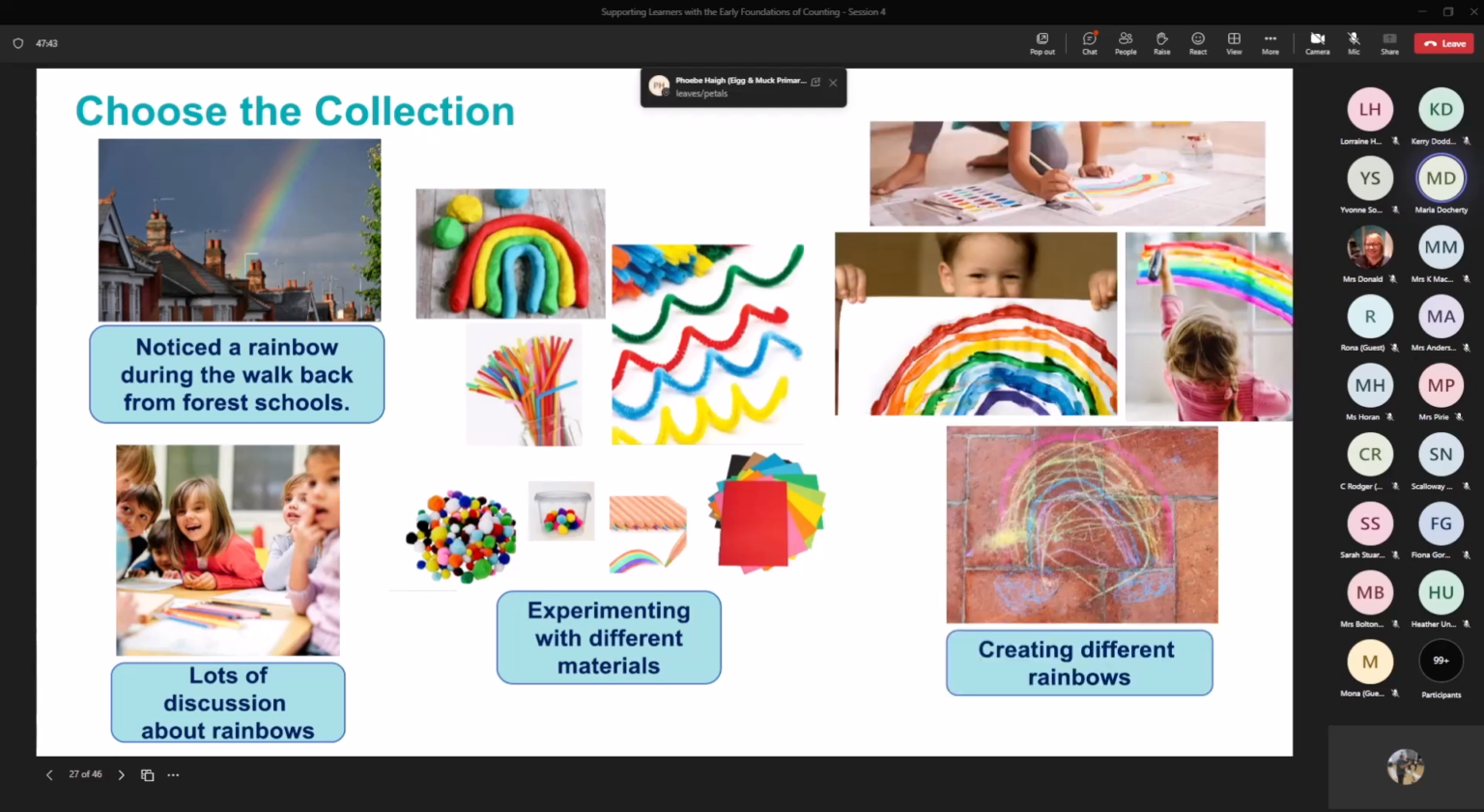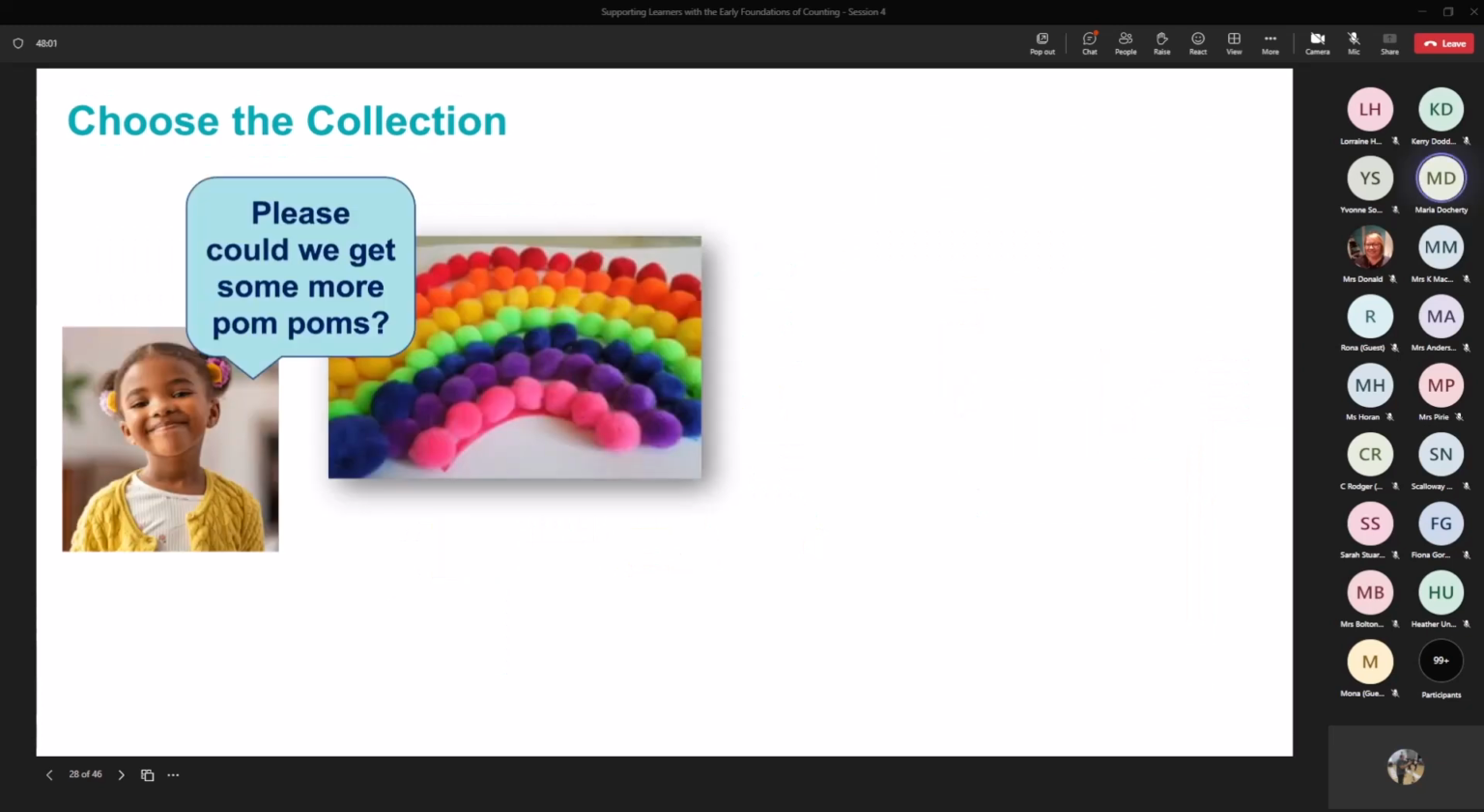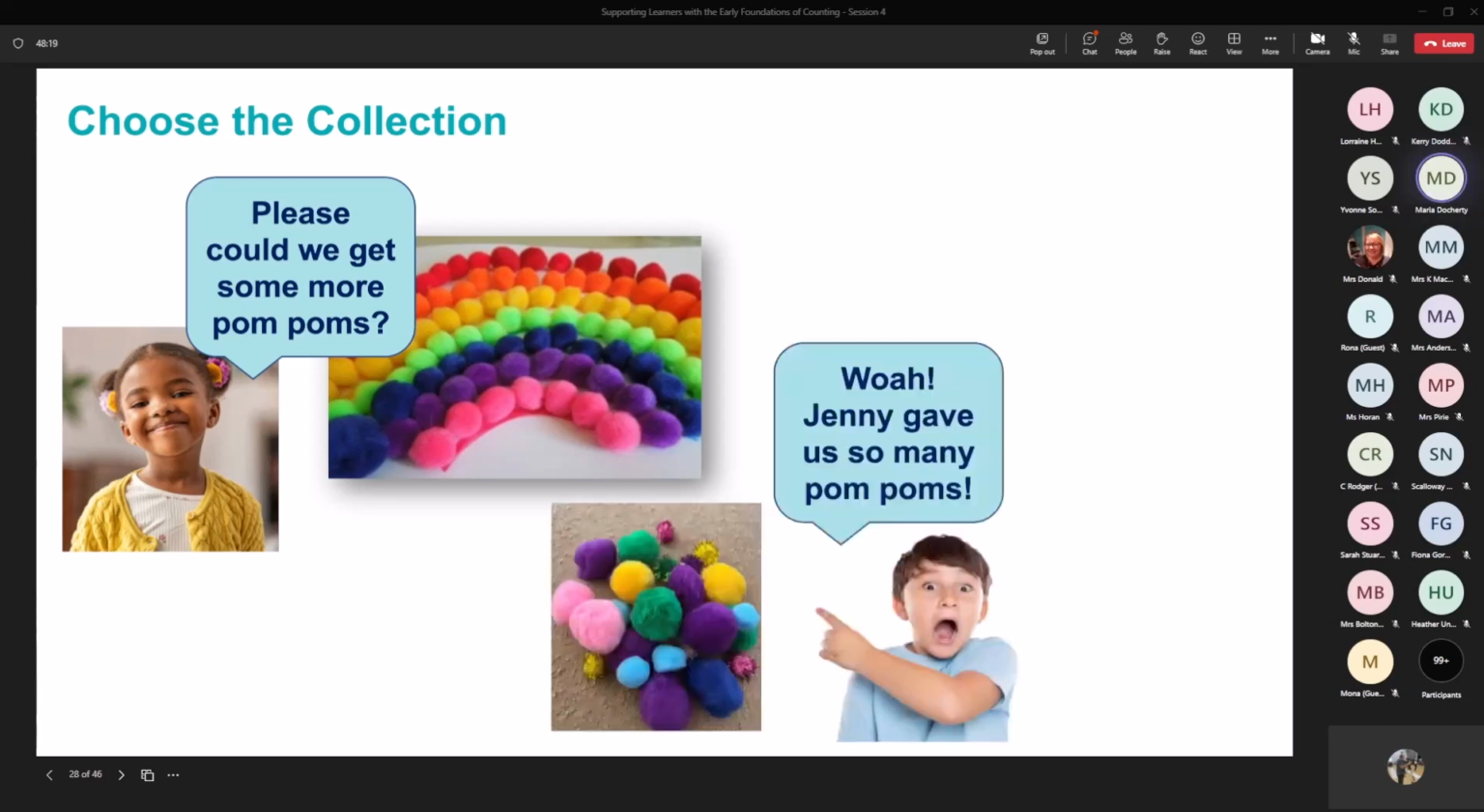And again, the children might want then to work with each other to think about what they can do to really take that rainbow experience a wee bit further. So this might lead into them working with a partner to plan what they might do next in terms of that collection. So we've got two children here, Alicia and Daniel, and they have decided that they want to make their own rainbow and they want to use pom-poms. So what they do is they then decide that they're going to go and gather some pom-poms to make their own collection. So Alicia's there asking for some pom-poms.